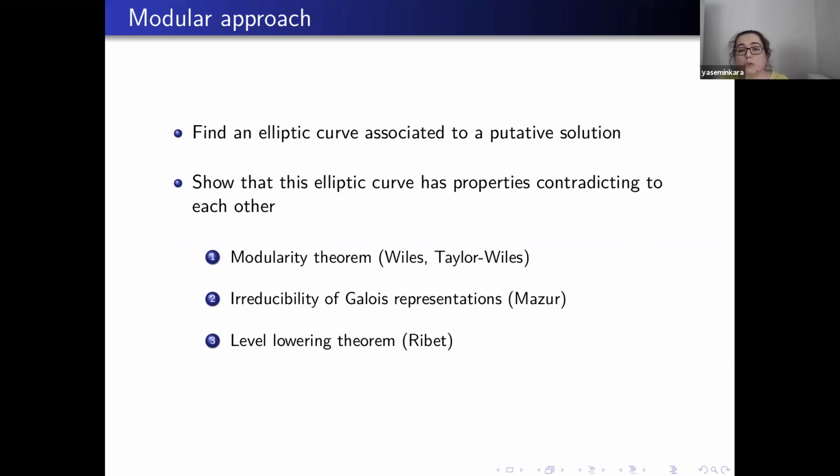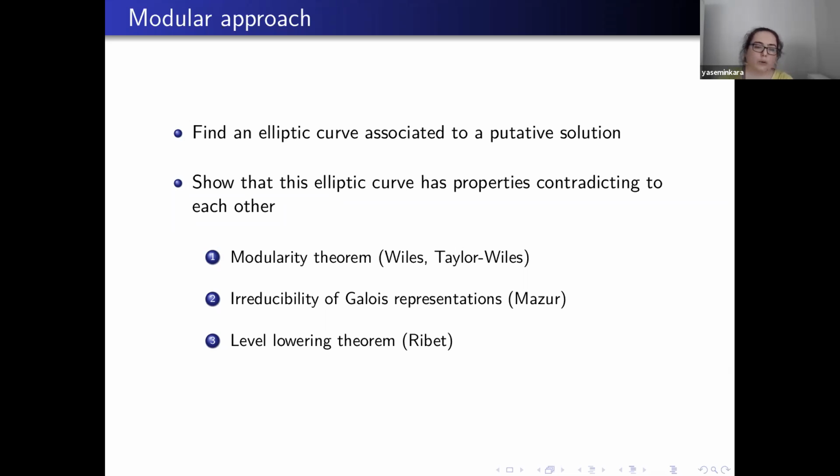Okay, and of course, while doing this, there are many important theorems that they use. In the modular approach, we have three main ingredients. One is the modularity theorem, which is proved by Wiles and Taylor-Wiles. The other one is irreducibility of Galois representations, which was proved by Mazur. I will talk about them in more detail. And then the level lowering theorem by Ribet.